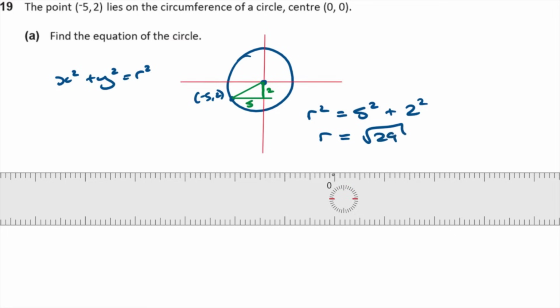Okay, so if r is root 29, or r squared is 29, then I can say therefore the equation of this circle is going to be x squared plus y squared equals r squared, where r squared is 29. So that is the equation of this circle. It's just as simple as that. Find the radius, stick it in that equation, job done.